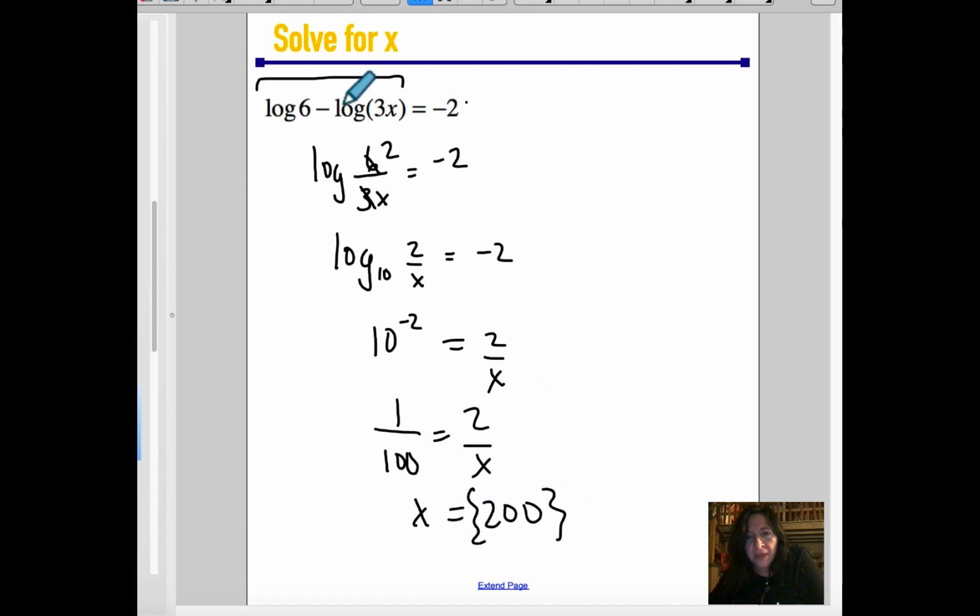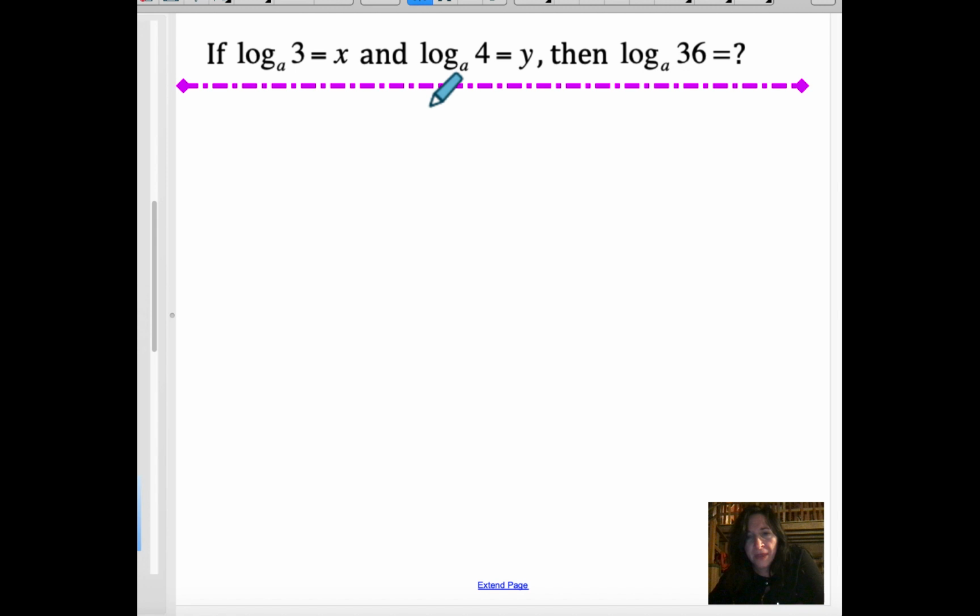Check your work. Plug it back in. 3 times 200 is 600. Not negative. We are happy.